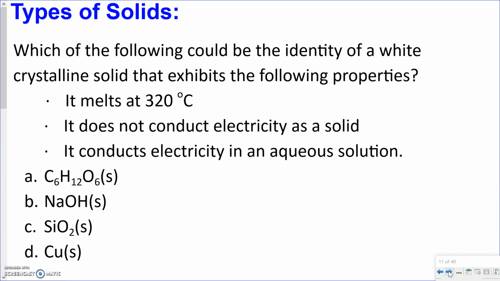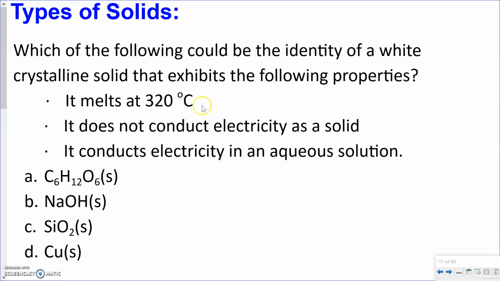Okay. So this is one of the multiple choice questions from one of the past tests. Which of the following could be the identity of a white crystalline solid that exhibits the following properties? It melts at 320 degrees Celsius. It does not conduct electricity as a solid. And it does conduct electricity in an aqueous solution. So pause the video. See if you can figure out what your answer is.